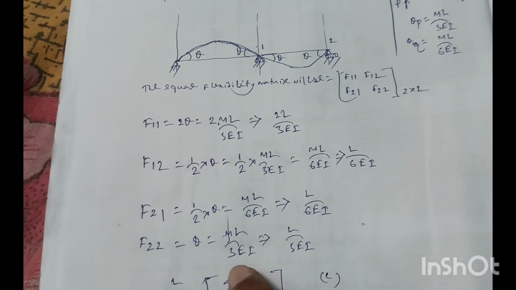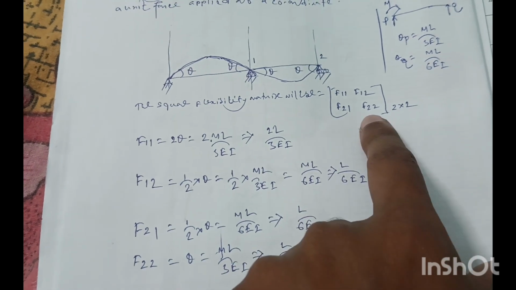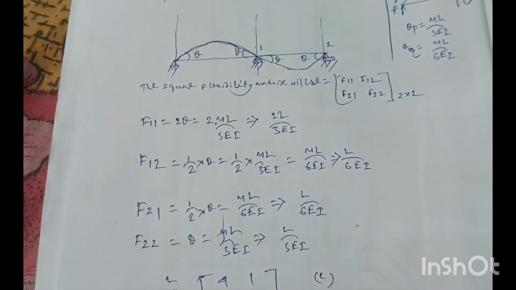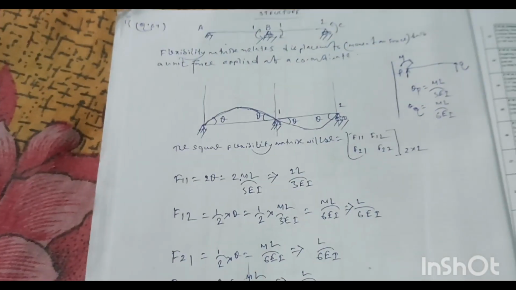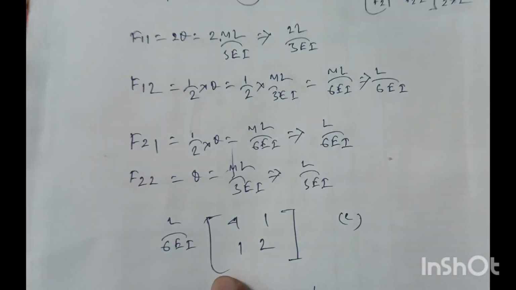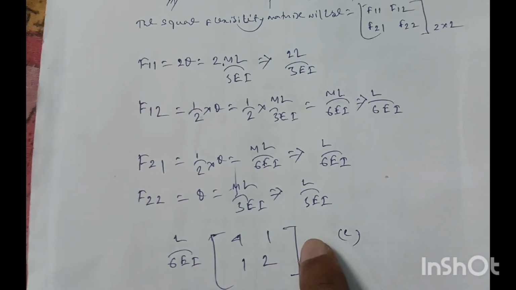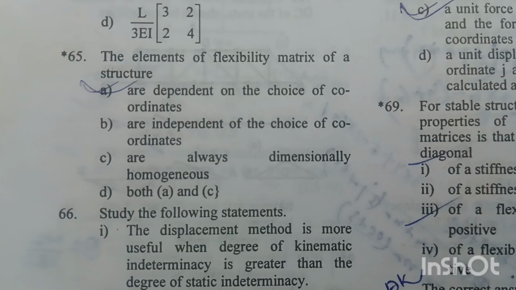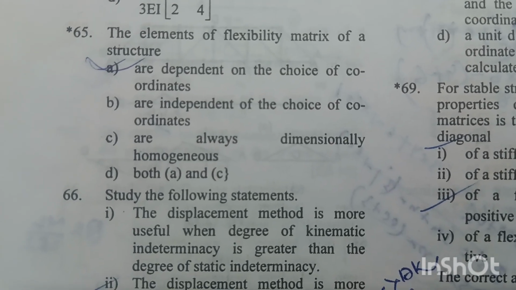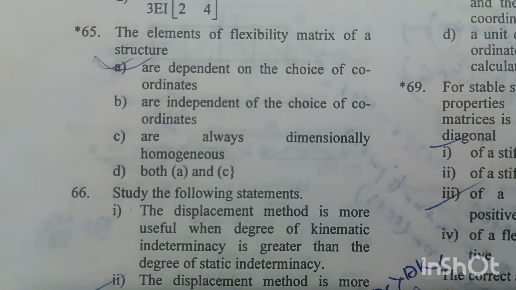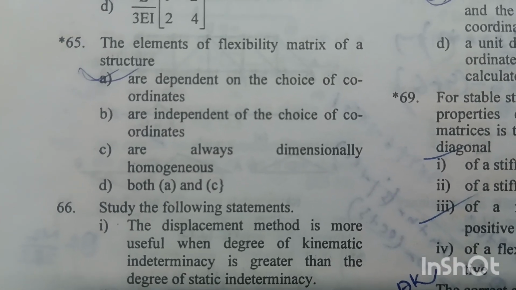Now putting all the values into this flexibility square matrix, we get the flexibility matrix for the beam structure as L by 6EI common, and the matrix will be 4 1 and 1 2. Question number 65. The elements of the flexibility matrix of a structure are dependent on the choice of coordinates. Option A is the right answer.